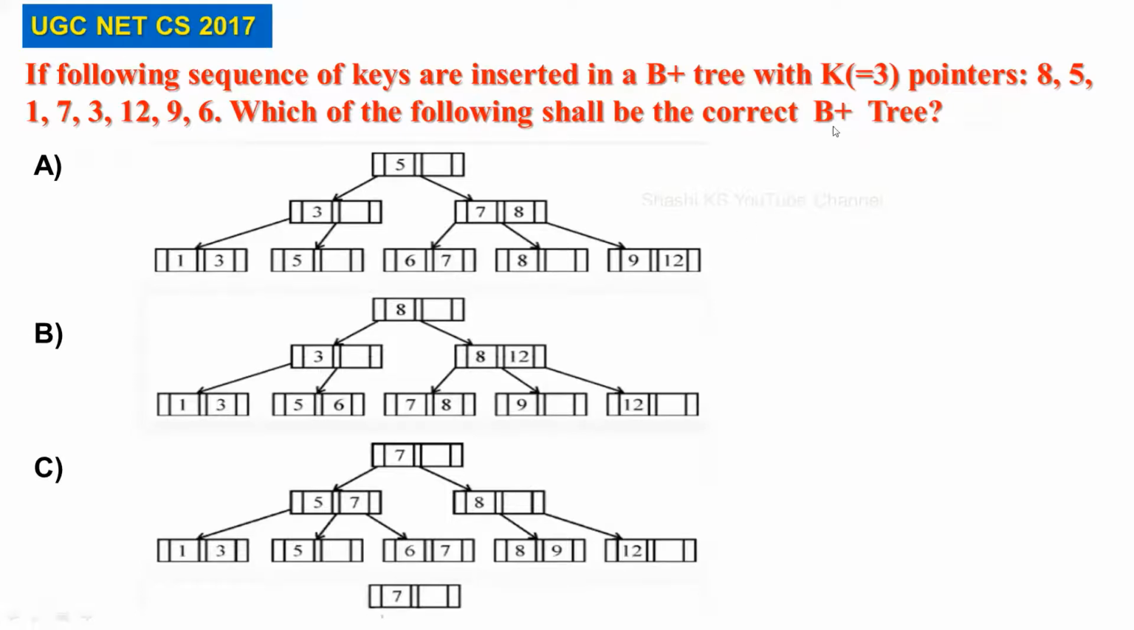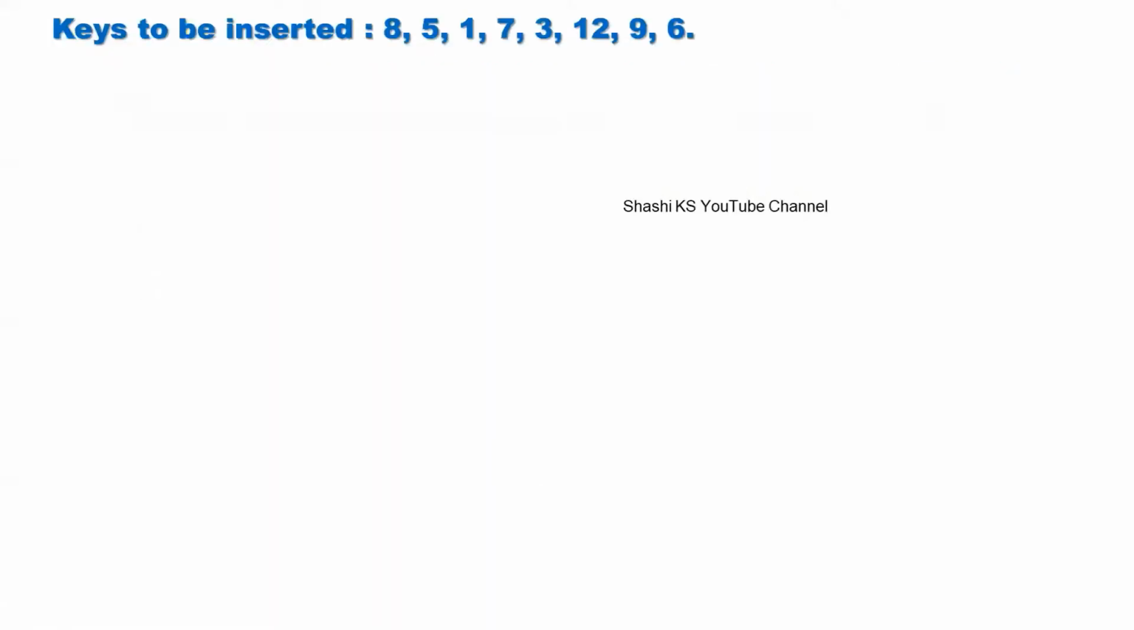Here they have given k equal to 3 pointers. That means every internal node of the B plus tree will have 3 tree pointers, which means the order of this B plus tree is 3. When the order is 3, the number of keys it can store is order minus 1, that is 3 minus 1, which is 2. So the number of keys which can be stored in a node is 2, and every node can have up to 3 child node pointers. This is our list of keys to be inserted.